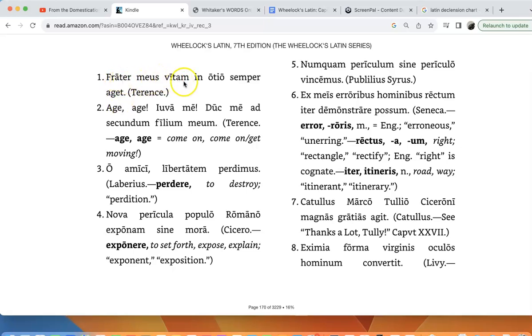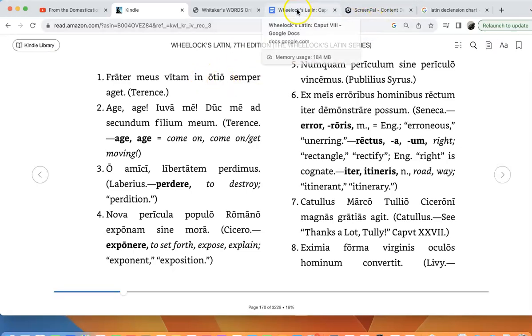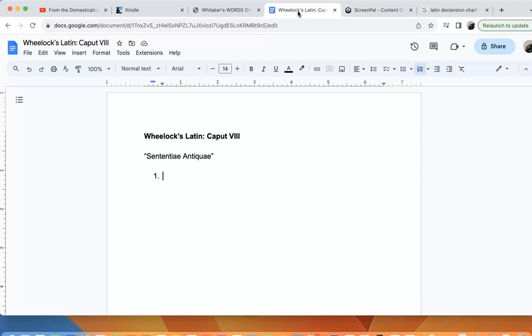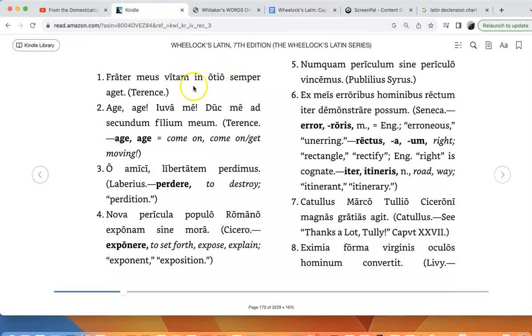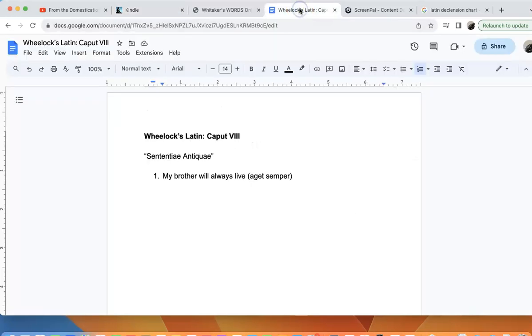So frater meos vitam in otio semper aget. So my brother will always live a life in leisure, but in English we'd probably say of leisure. So I'm going to put that right there. So my brother will always live. So I'm translating the aget for will always, aget semper, for the Latin here, but literally conducts always a life in leisure would be the literal translation.